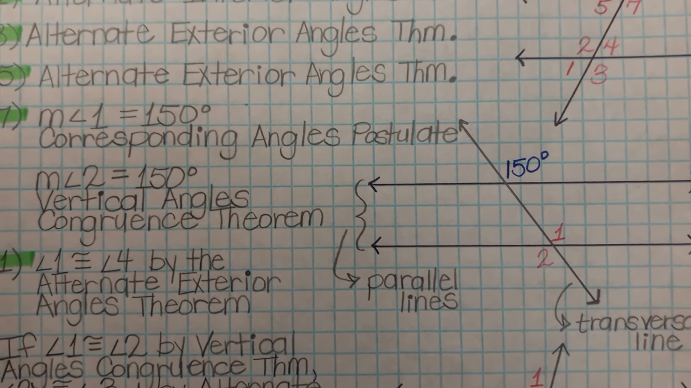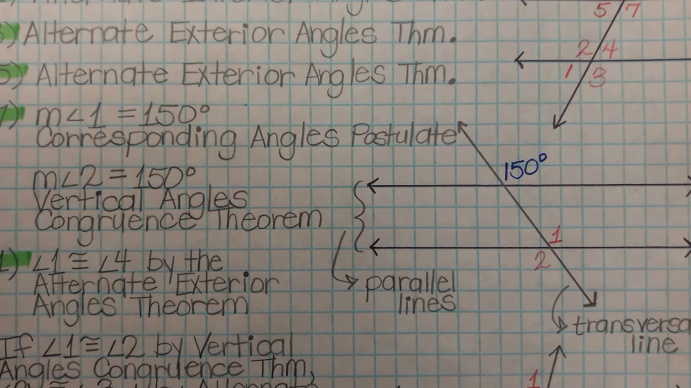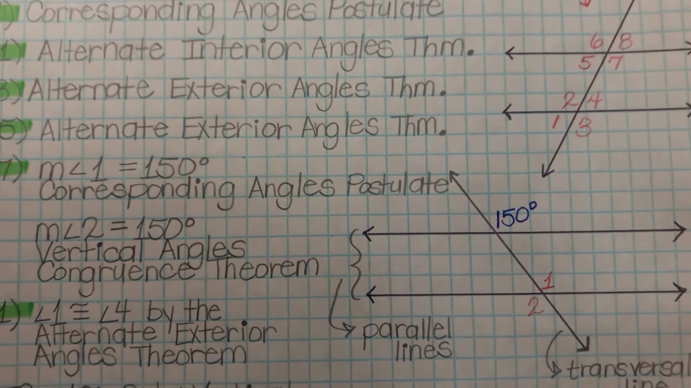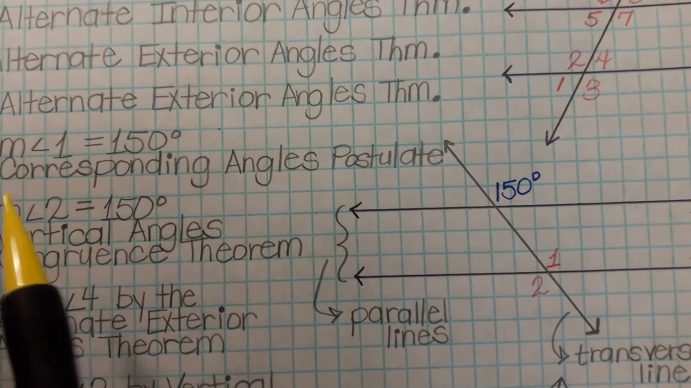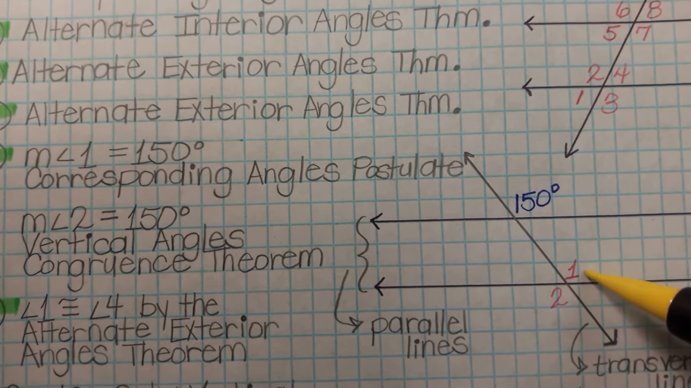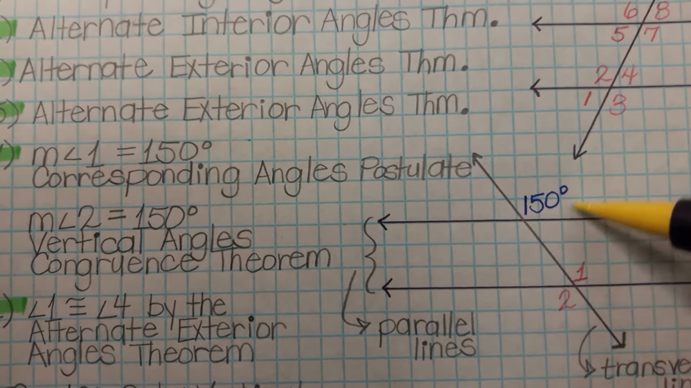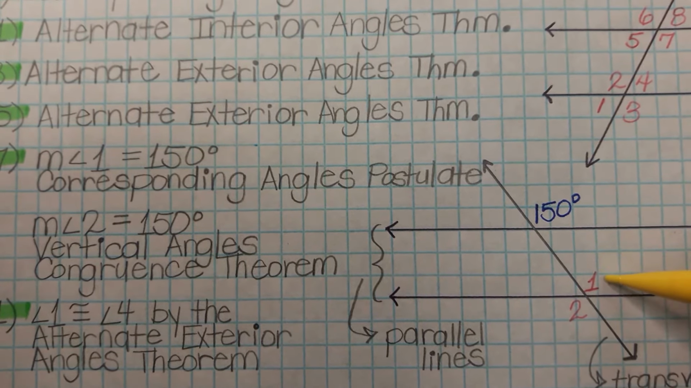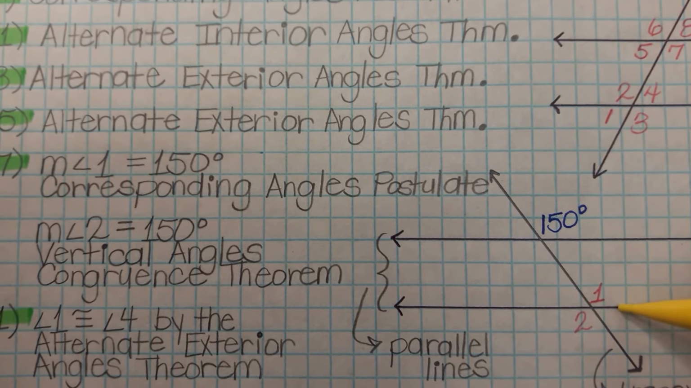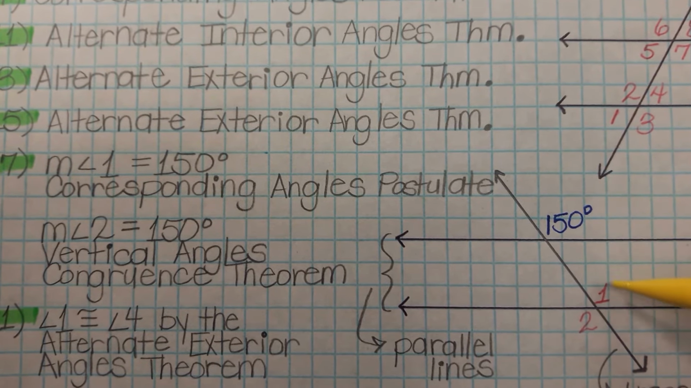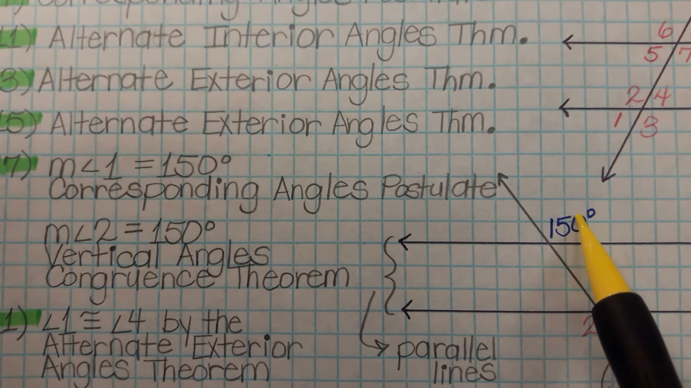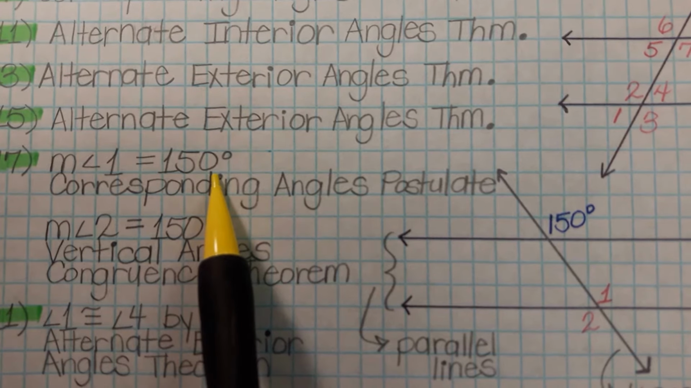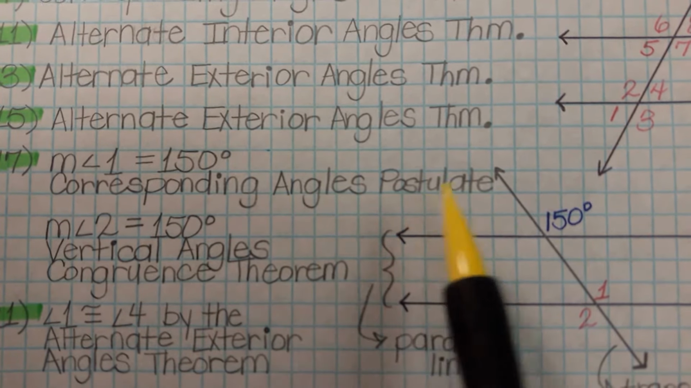Number 17 says, find the measure of angle 1 and the measure of angle 2. Explain your reasoning. So for number 17, I need to figure out what is the measure of angle 1. The given information is 150 degrees. If I look at the position of these two angles, I can see that these two angles are corresponding. So by the corresponding angle postulate, I know that they're congruent. So the measure of angle 1 is equal to 150 degrees by the corresponding angle postulate.